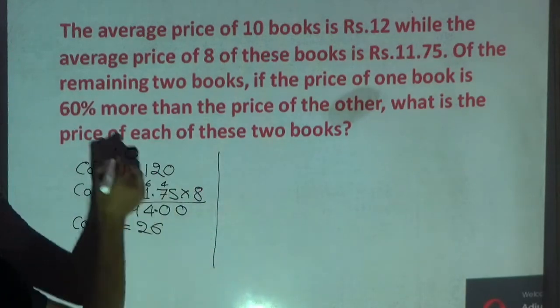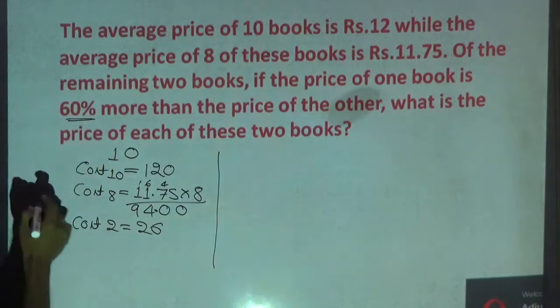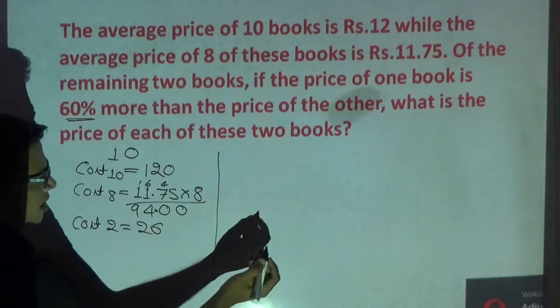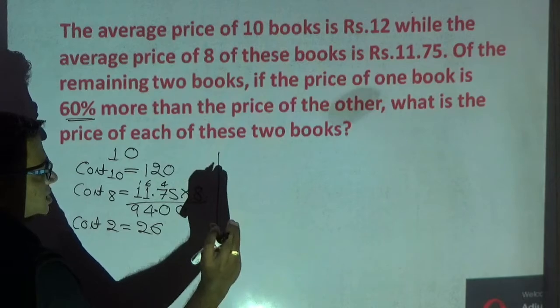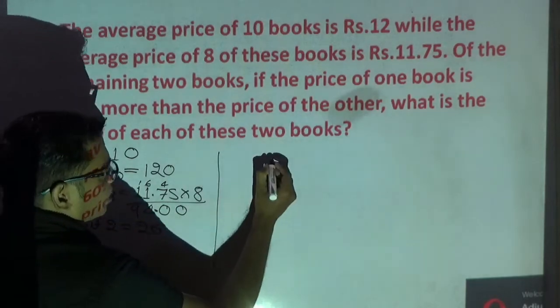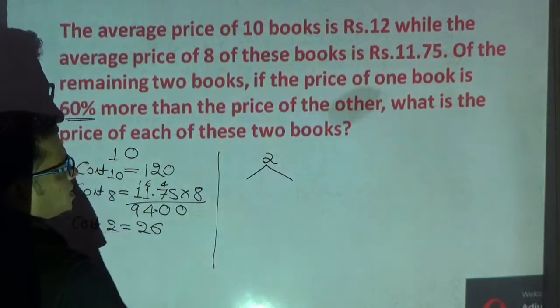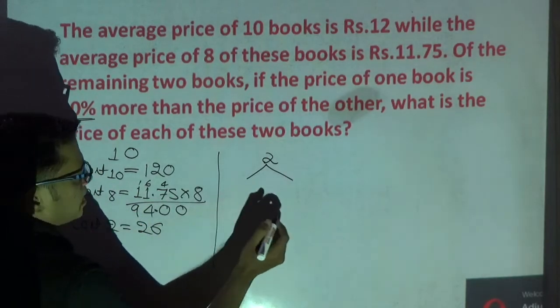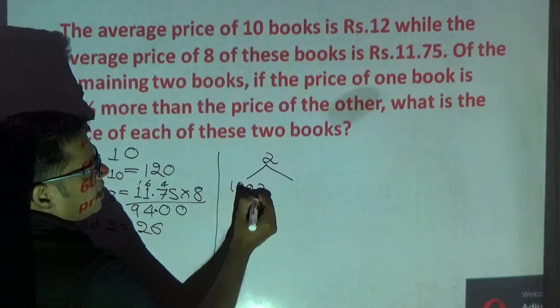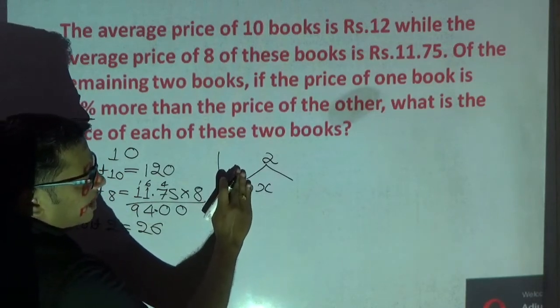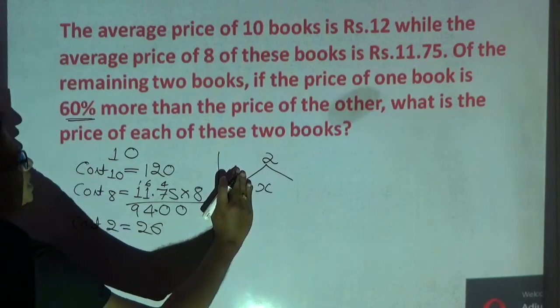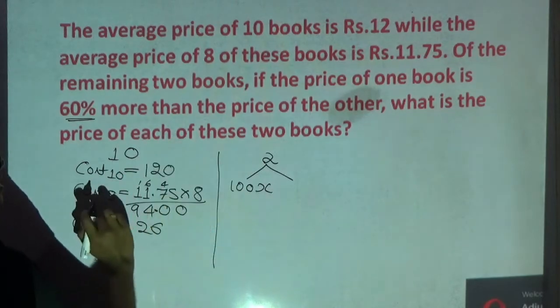Please observe here. They have expressed in terms of percentage, right? What do you mean by percent? 100. Percentage is nothing but 100. Now, there are 2 books. Among these 2 books, percentage means 100. The price of one book I am going to take as 100x. If I don't know, I will take x. Since they are expressing in terms of percentage, I will take it as 100x.